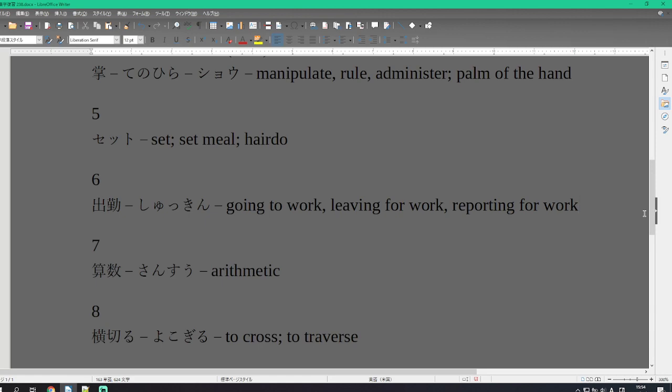Shukin is leaving or going out for work. Shukin, leaving for work or reporting to work. Shukin can also mean reporting for work. Shukin, reporting for or leaving for work.